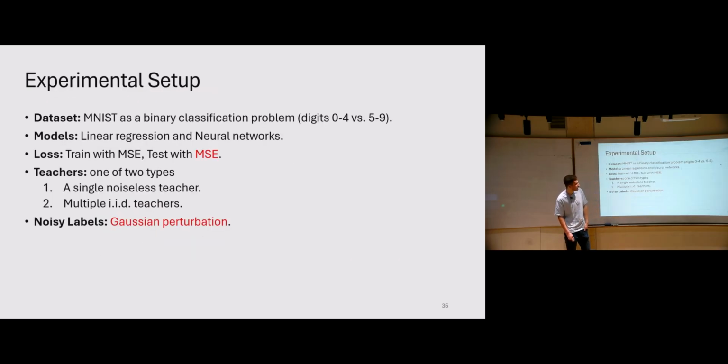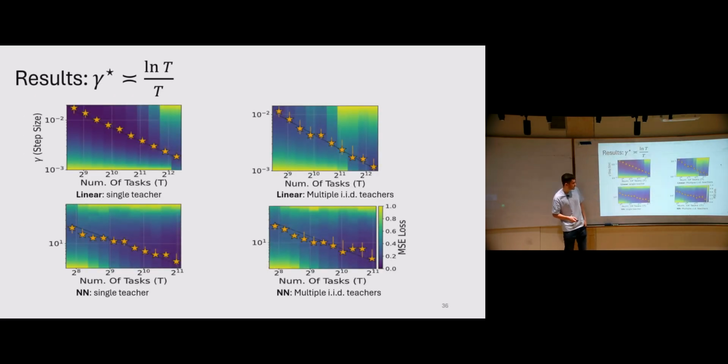So the experimental setup, I won't go through it once again, since it's very similar to the first one. But here, instead of testing with 0-1 loss, we test with mean squared error, and instead of a bit flip, we consider Gaussian perturbation over the layers. Why is that? It is better adapted to our statistical analysis, and we see that we have even better results than the one we got in the case of the label flip. So the black line here denotes a fitted lambda T over T scaling, and we can see that the exact scaling also holds in a neural network model, and even in the multiple i.i.d. teachers case, up to the error bar.